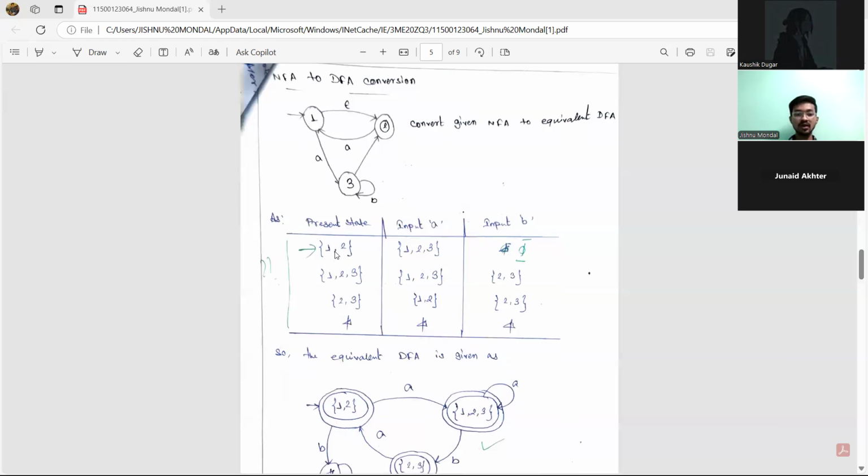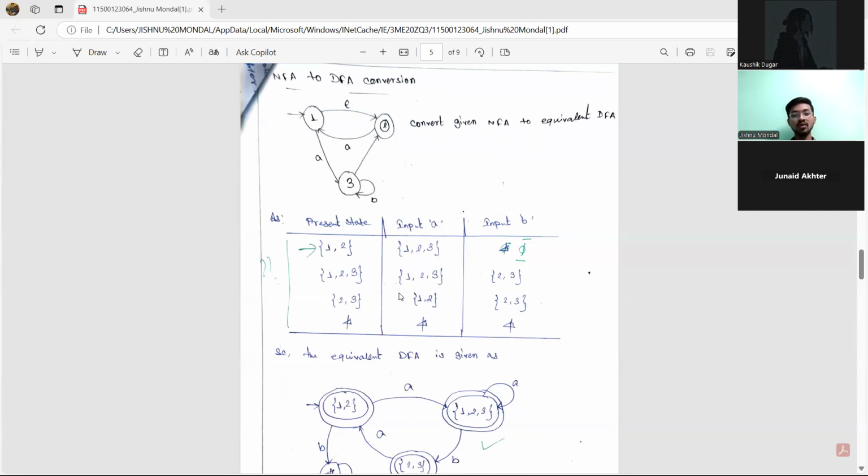So in present state 1, 2, if we give the input a, we get 1, 2, and 3. And in state 1, 2, if we give b, we get null, that is 5. So the next present state is 1, 2, 3. So if we give a in 1, 2, 3, we get 1, 2, 3. And if we give b, then we get 2 and 3. So our next present state is 2 and 3.